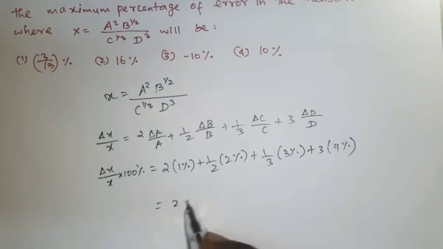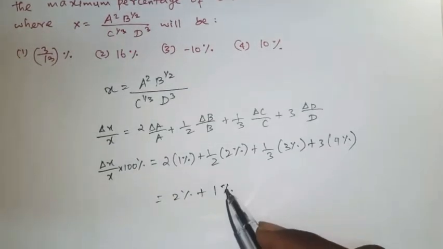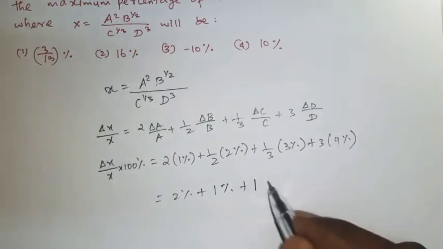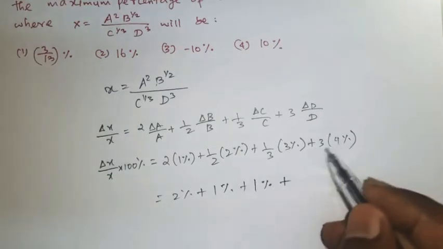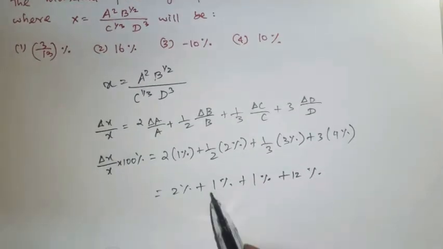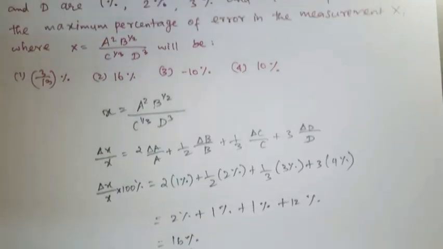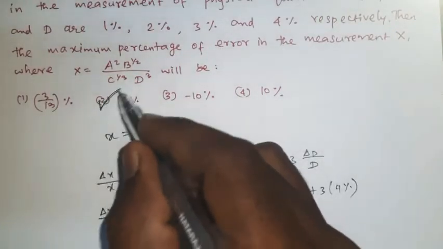Now the 2 in 2% will be cancelled, so plus 1%, the 3 will be cancelled, plus 1%, plus 3 4s are 12%. So 2 plus 1 plus 1 plus 12, so 13, 14, 16%. So according to this option, the second one is the right answer.